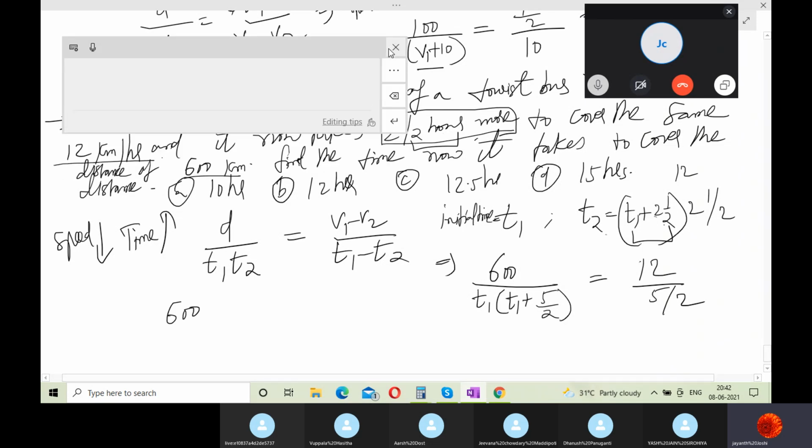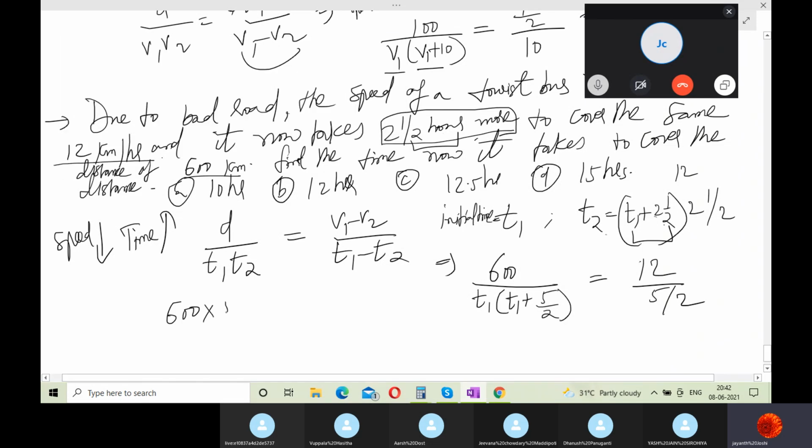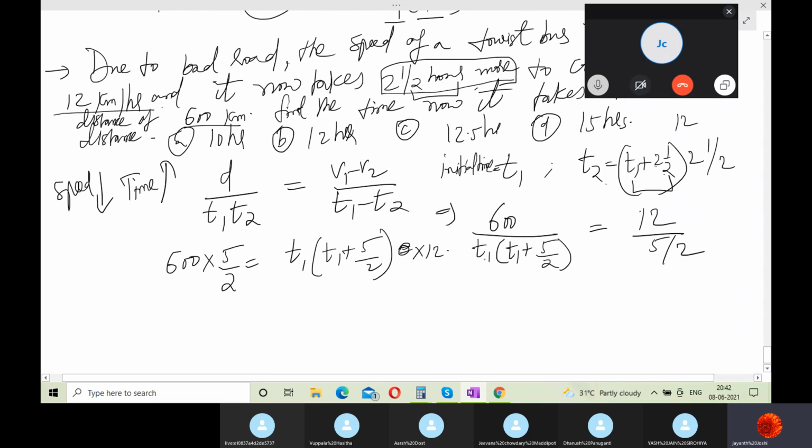600 into 5 by 2 is equal to T1 into T1 plus 5 by 2 into 12, correct? Now in fact we can bring this 12 also here. 600 into 5 by 2 into 1 by 12 is equal to T1 into T1 plus 5 by 2. We'll try to solve this.